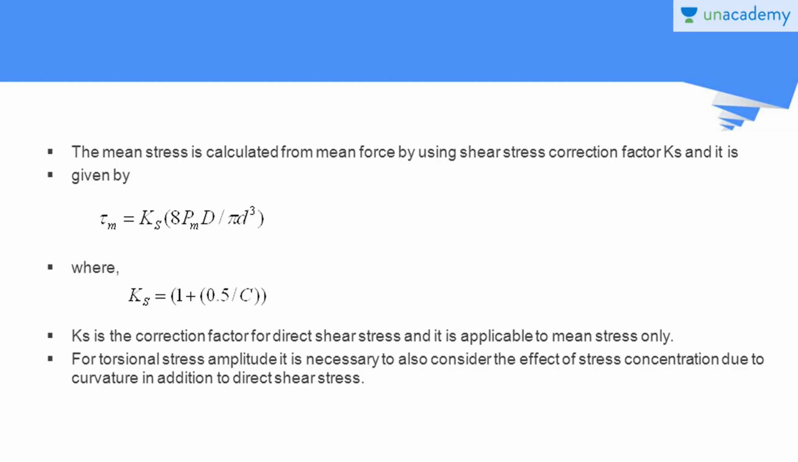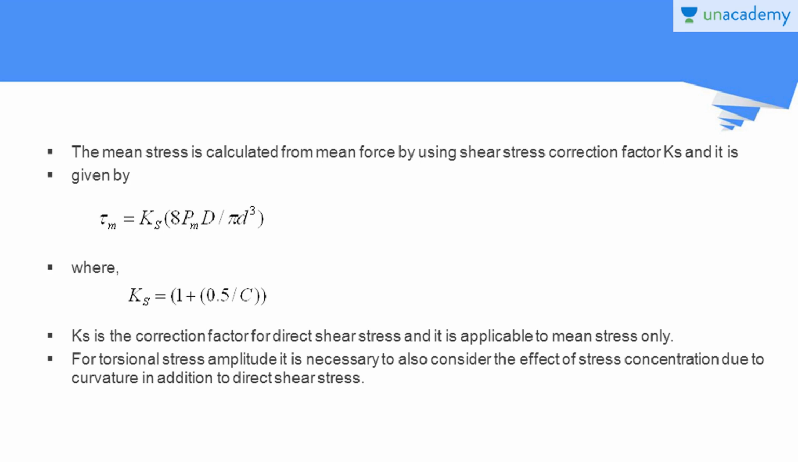So the mean stress is calculated from the mean force by using the shear stress correction factor Ks, and it is given by tau equals Ks into 8 Pm D by pi d cube. We have found the relation for the total shear stress developed in the spring wire, tau equals K into 8 P D by pi d cube, right? So here we are calculating the mean stress for the spring under the fluctuating loadings, given by tau m equals Ks into 8 Pm D by pi d cube.